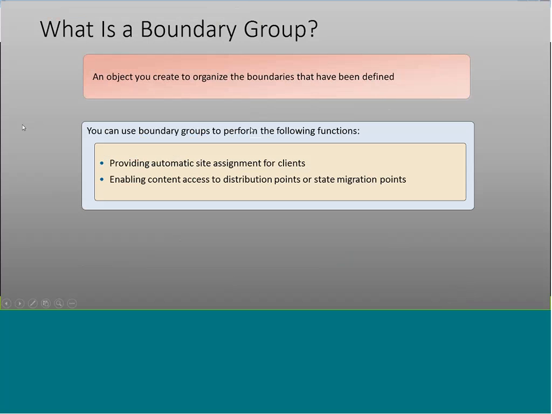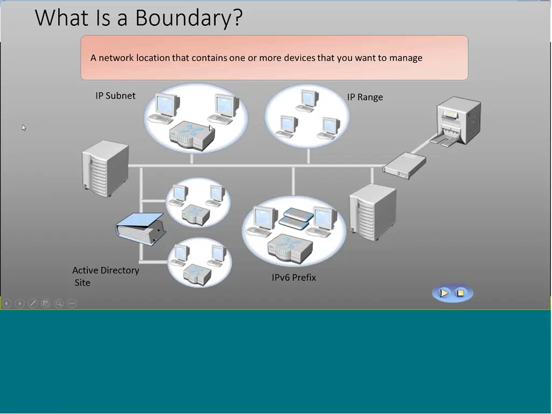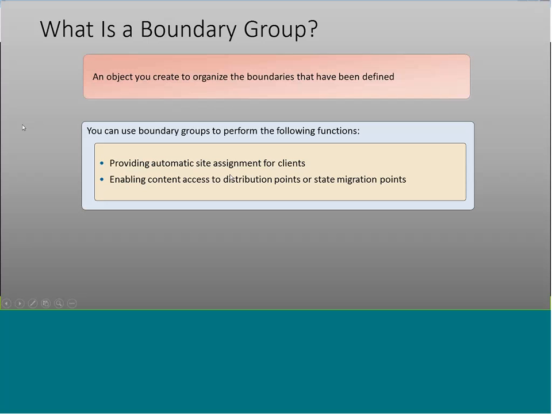So let's now define the boundary first. You can use boundary groups to perform the following functions: providing automatic site assignment for clients, enabling content access to distribution points or state migration points. So again, if you have detected all the 192.168.4.x machines, then you can just do these tasks that provide them which site they belong to, which SCCM site. We should not be confused with Active Directory sites and SCCM sites.